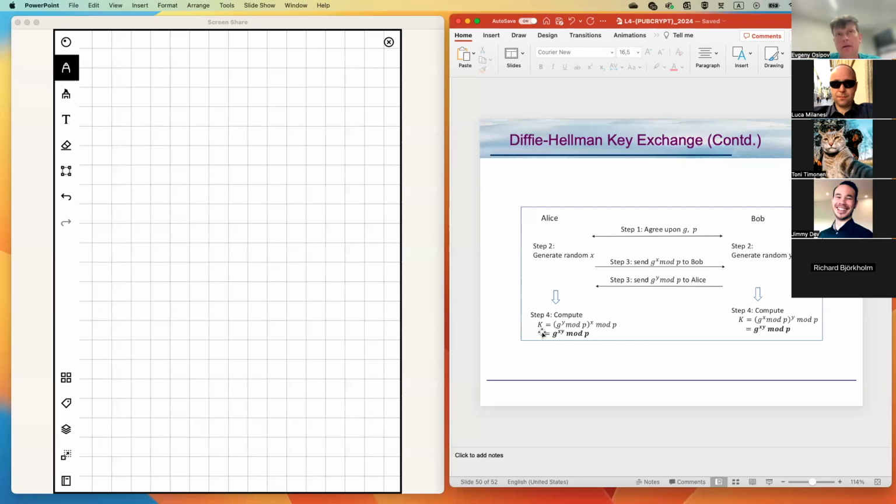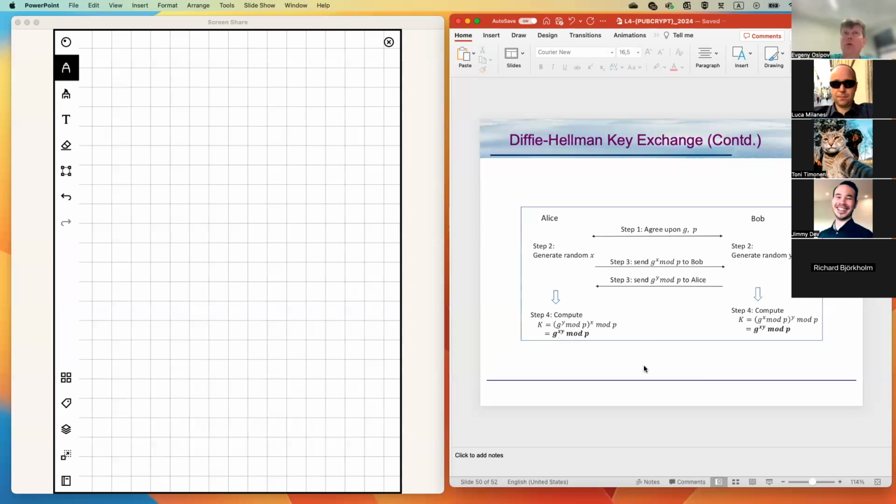This is pretty simple math. The mathematical properties of raising to the power and taking the modulus are written here in this line. And what you can do with it now is use this key, for example, to derive a key for symmetric key crypto and encrypt fast.